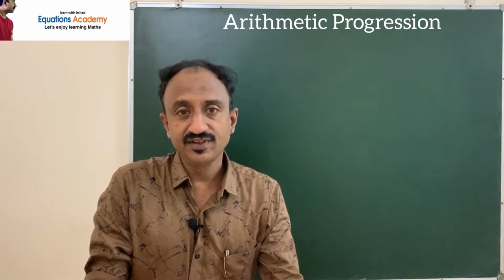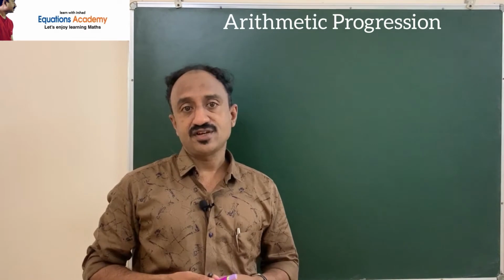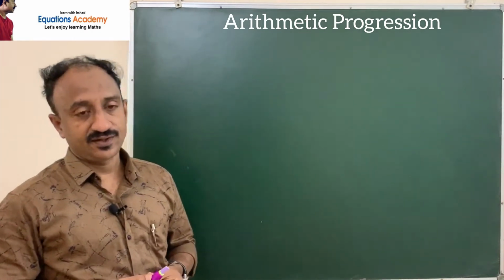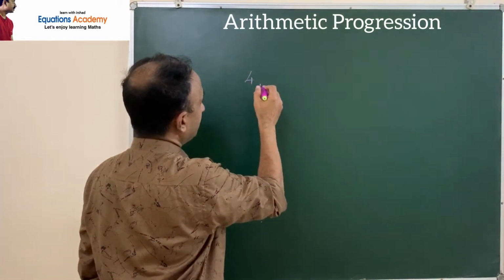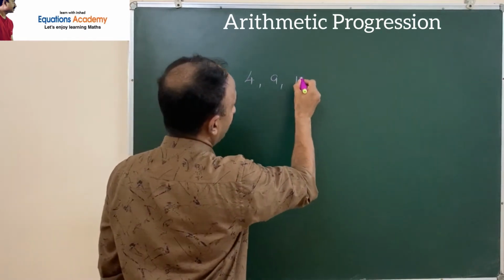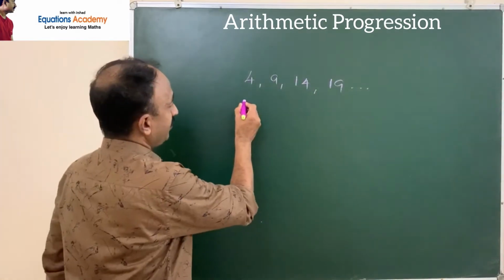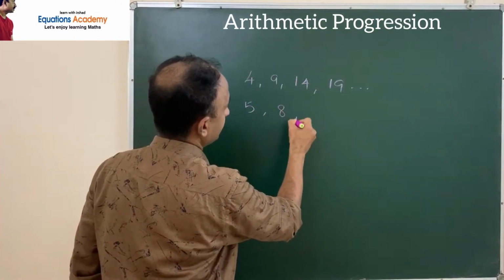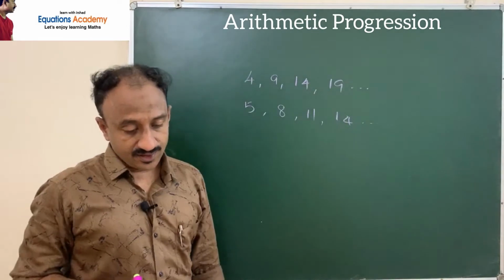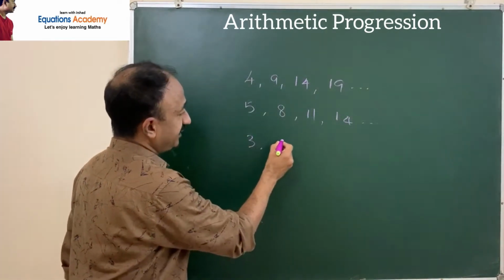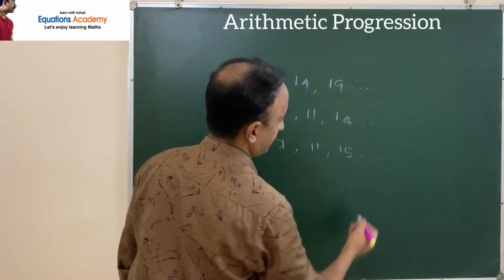In this class, we will learn arithmetic progression, chapter 5 of the NCERT class 10 maths book. Consider the numbers 4, 9, 14, 19, etc. 5, 8, 11, 14, etc. Then 3, 7, 11, 15, etc.